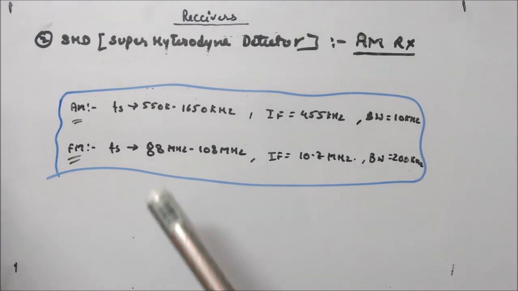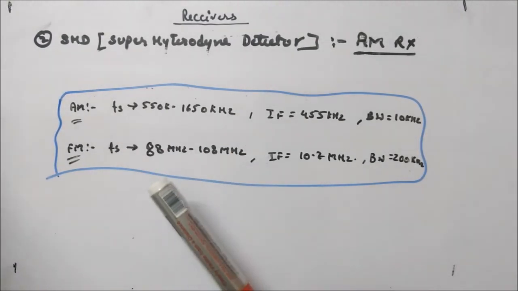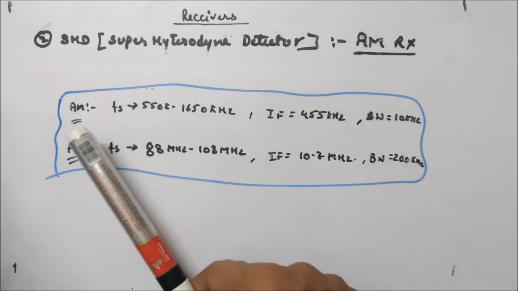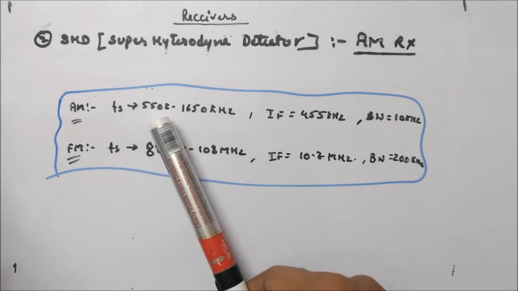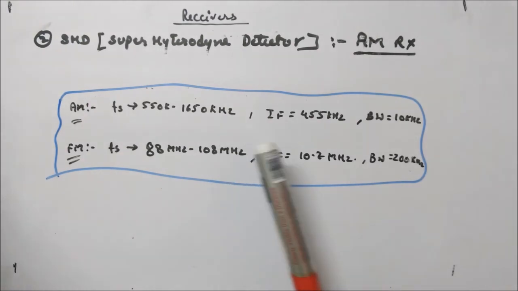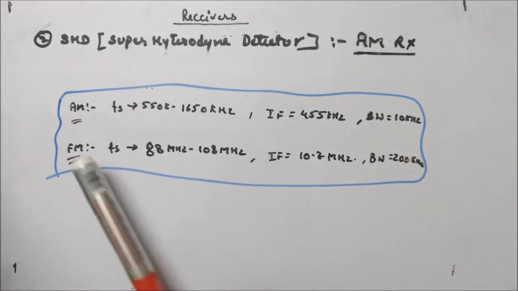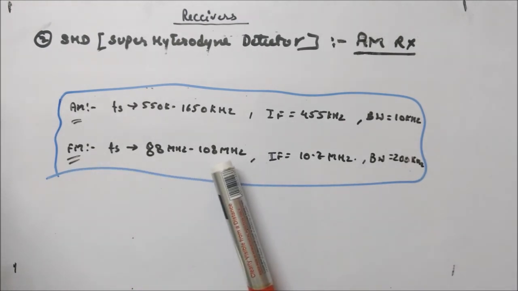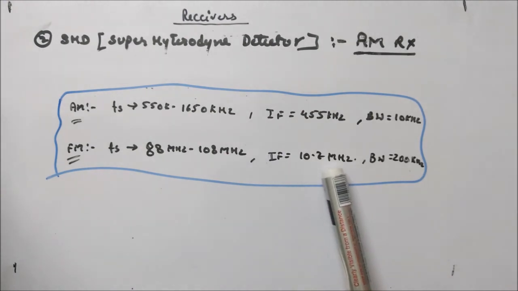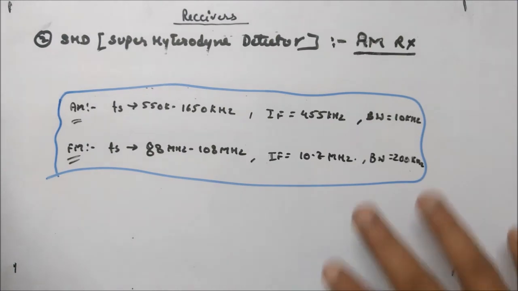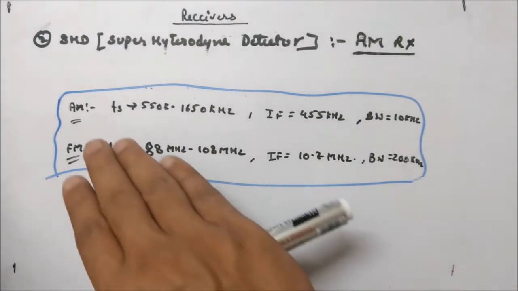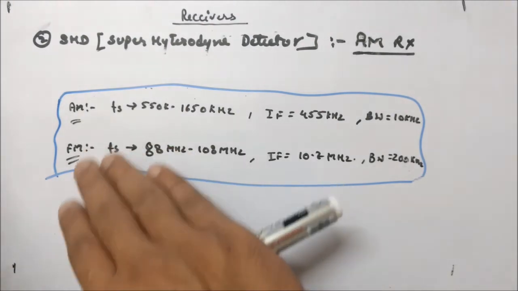Again, I want to mention the standards of AM and FM properly. For AM, FS will be in the range of 550 kHz to 1650 kHz, IF will be 455 kHz and bandwidth will be 10 kHz. For FM, FS is 88 MHz to 108 MHz, IF is 10.7 MHz and bandwidth is 200 kHz. Specifically I am defining this; these standards for AM and FM have been defined by the FCC.